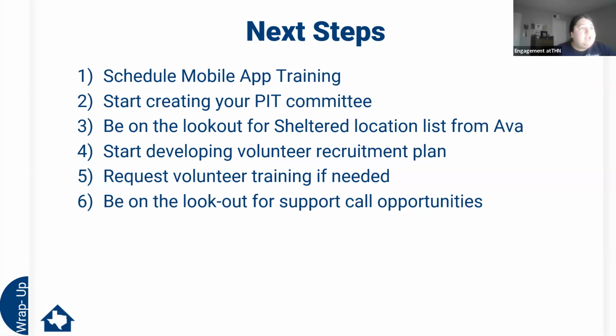Be on the lookout for that sheltered location list that's going to come out from me. Start developing your volunteer recruitment plan if you can, and then request volunteer trainings if needed. Again, if that's something that you want me to do virtually or in person, please let me know. Again, on a first come, first serve basis in December and January. And then be on the lookout for those support call opportunities.